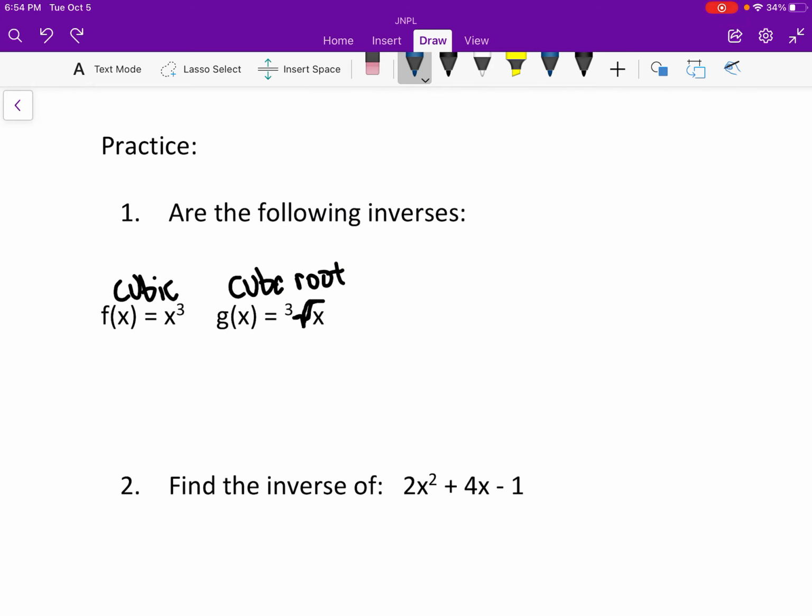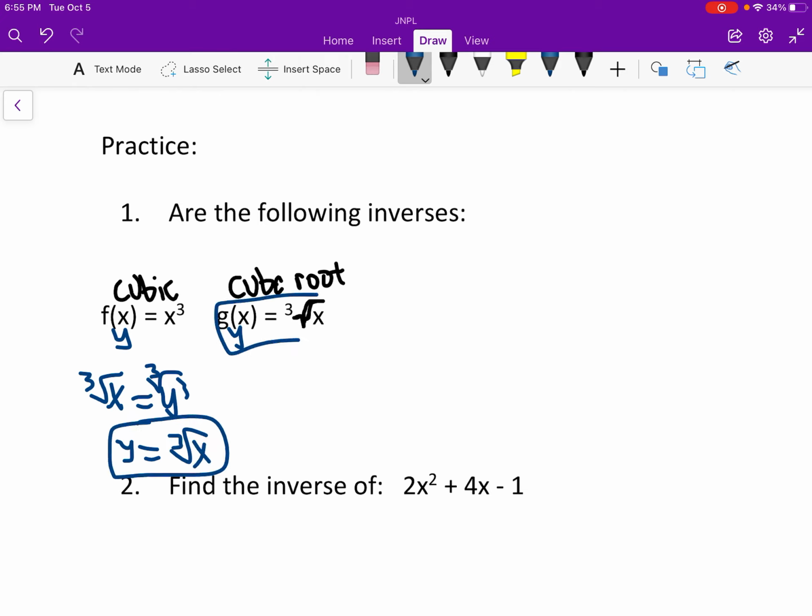So the first thing we can do is switch x and y. So f of x and g of x really are y. Let's start out with f of x. If we switch x and y, we now have x equals y cubed. When we have our parent functions, we always have to have y by itself. We can do that if we take the cube root on both sides. So we get y equals cube root of x. And this is our inverse function. And that happens to be what this is. So that's one way we can know that it's inverse.